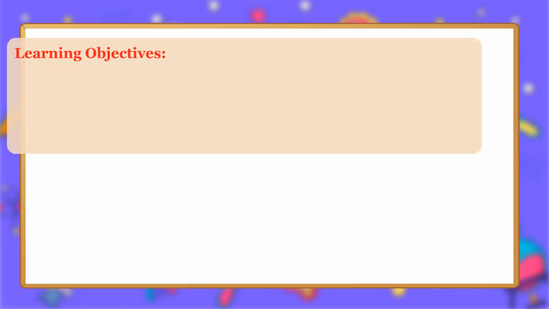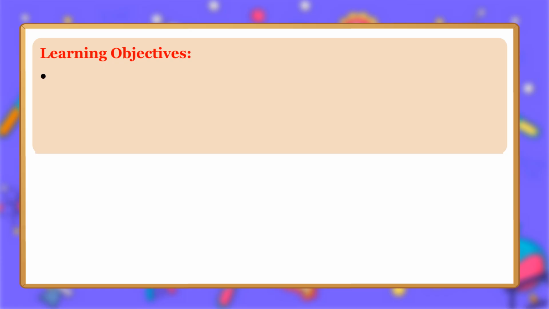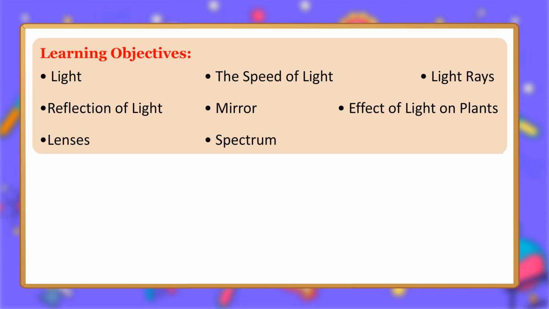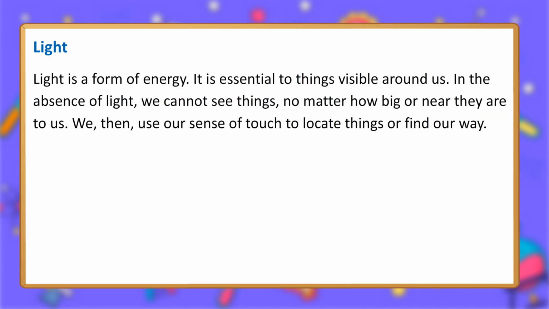Light. Learning objectives: light, the speed of light, light rays, reflection of light, mirror, effect of light on plants, lenses, spectrum. Light is a form of energy.